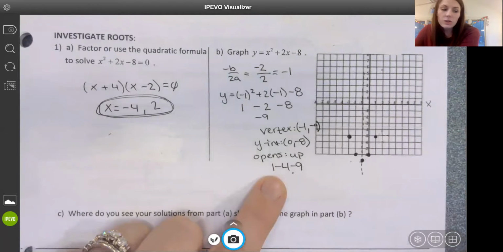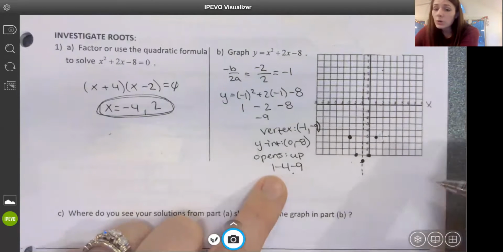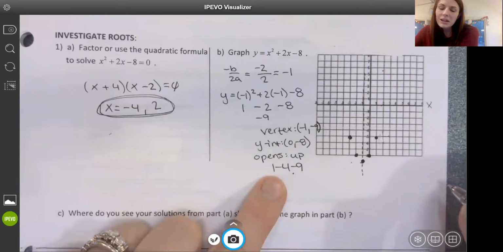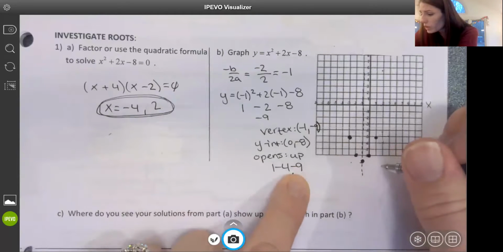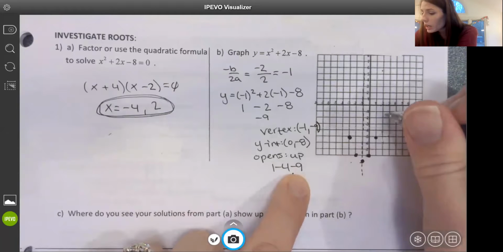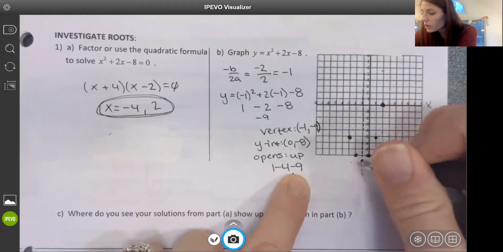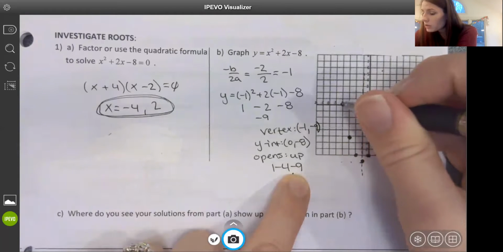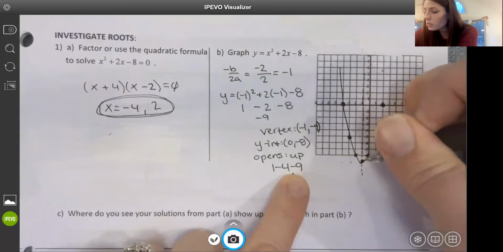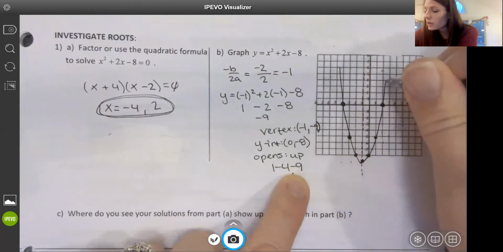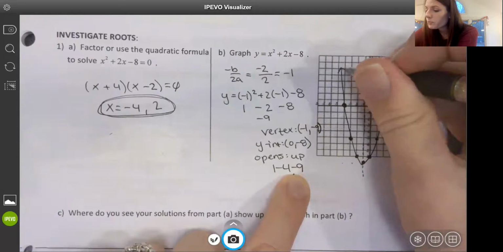And that's probably enough to graph, but I'm going to keep going because I know where we're headed here. So I'm going to even go over 3, and I want you to do the same and go up 9. And go over 3 and go up 9. Okay, there's a really good graph of the parabola y equals x squared plus 2x minus 8.